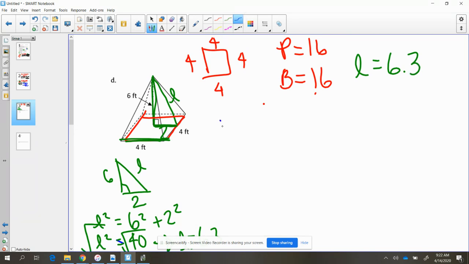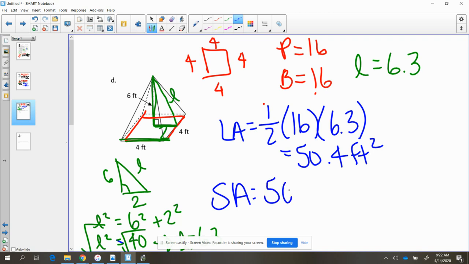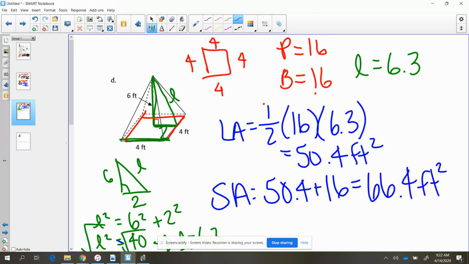Now, finally, the lateral area is 1/2 perimeter of the base times that slant height for a total this time of 50.4 feet squared. And last but not least, the surface area is that total lateral area plus the area of our base. So we end up with 66.4 square feet.